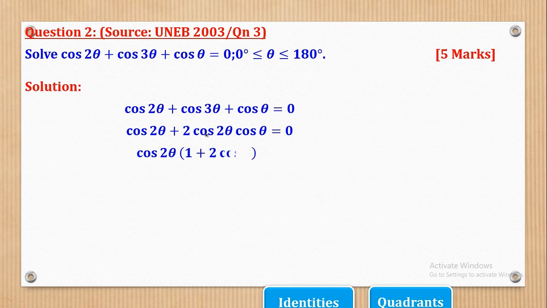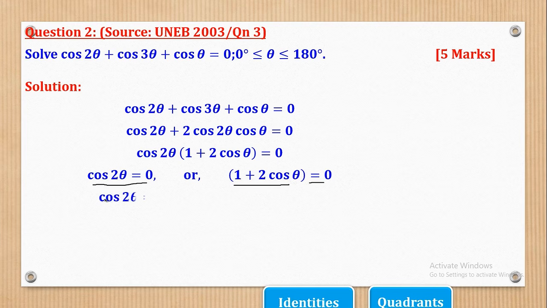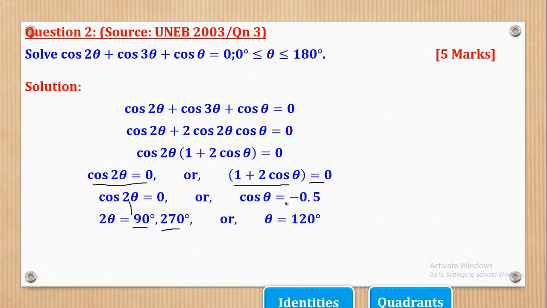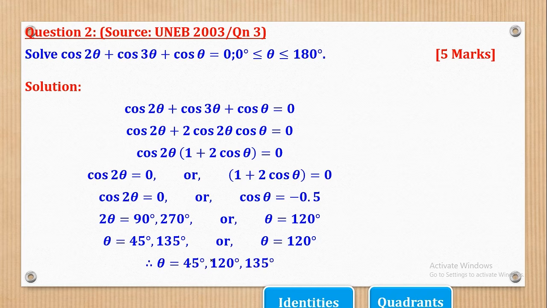The next is to factorize out cos 2 theta, and then that means that cos 2 theta is equal to 0, or the whole of this is equal to 0. Therefore, for this one, it means that 2 theta is equal to 90 and 270, and for this one, it means that cos theta is equal to 120. Therefore, theta can be 45 degrees, 135 degrees, or 120 degrees. So basically, that's what they wanted.